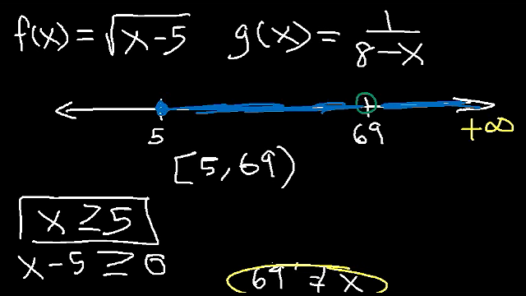5 is included, so we're going to use the brackets because we have a closed circle at 5. But we need to use parentheses around 69 because it's an open circle. Now for the second part, we can see that it ranges from 69 to infinity. So we're going to write union to connect those two parts, 69 to infinity. And that 69 looks terrible. So this is the answer.